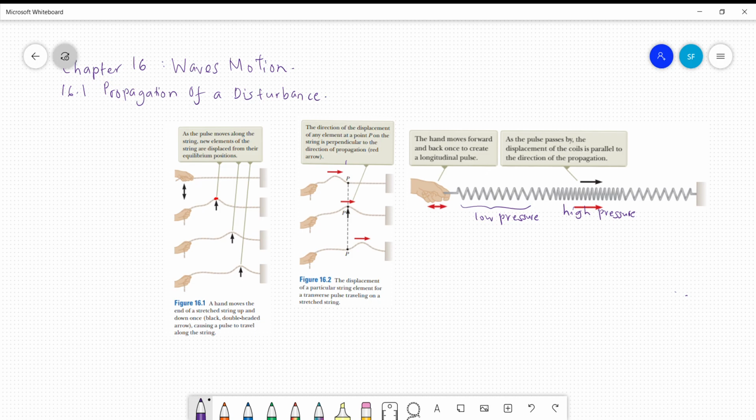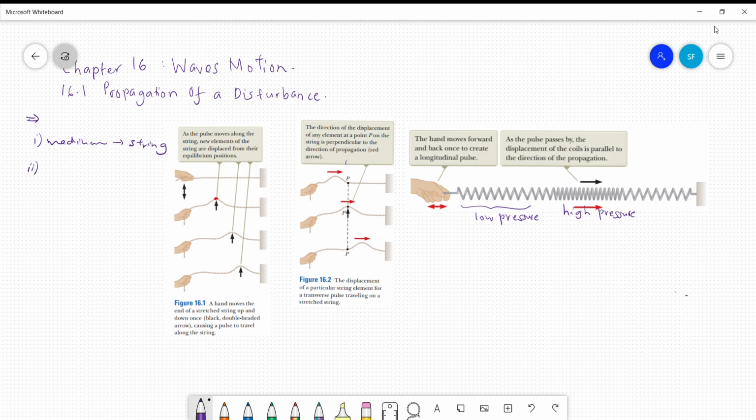But first, to analyze it, we are going to use a string. So we are going to generate waves by using a string. When you refer to figure 16.1, we have a string, and the string is known as the medium. So first, to generate a wave, we need a medium. In this case, the string itself is the medium.